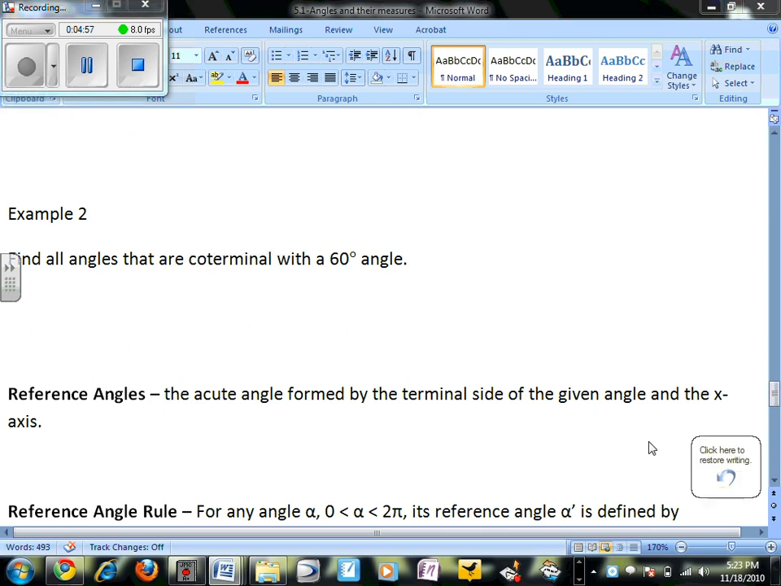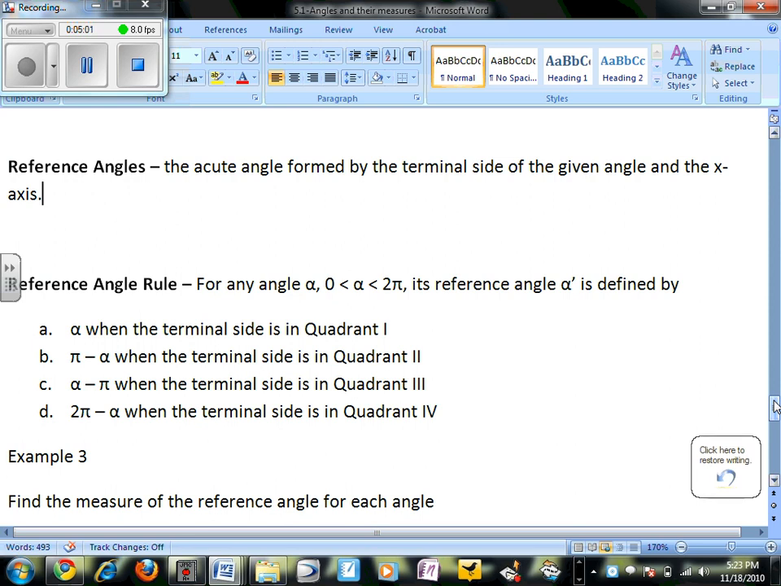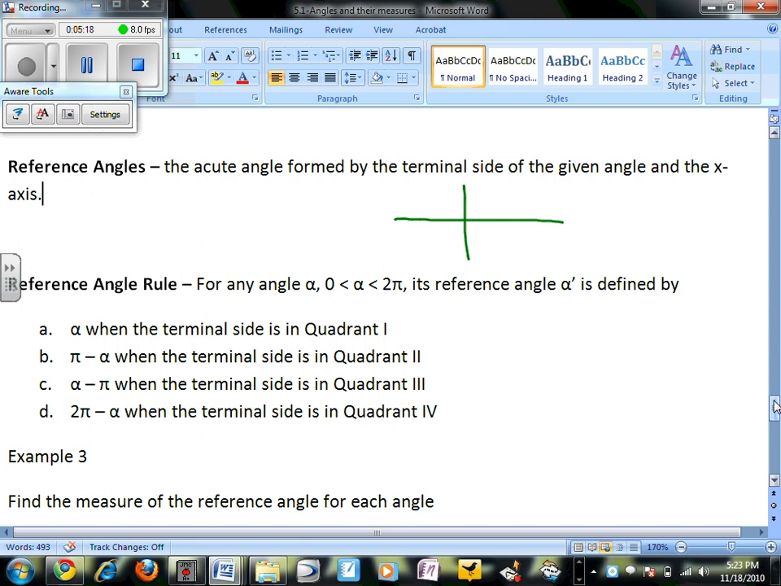Now, a reference angle. Reference angles we'll deal with quite a bit when we start talking about trig, so make sure you pay attention. Reference angles are acute angles, so they're always acute. An acute angle formed by the terminal side of the given angle and the x-axis. So it is always the angle between the terminal side and the x-axis.